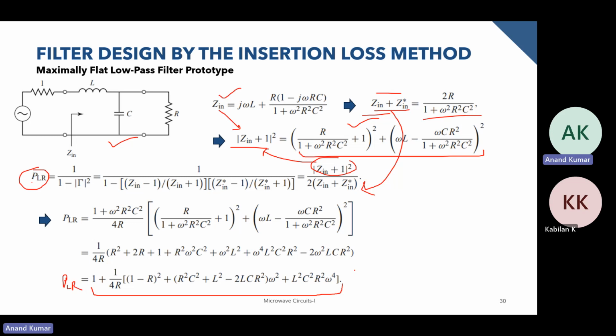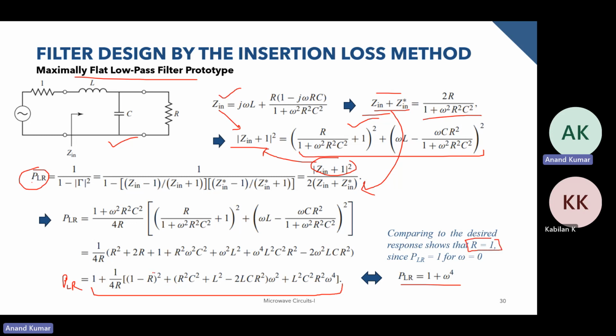Now we have to compare it with the ideal that we wanted for a maximally flat low pass filter. This should look like this. On comparing these two expressions, we find that R should be equal to 1. If R becomes equal to 1, this term becomes 0, this particular coefficient should also be equal to 1, and this particular coefficient should evaluate to 0.